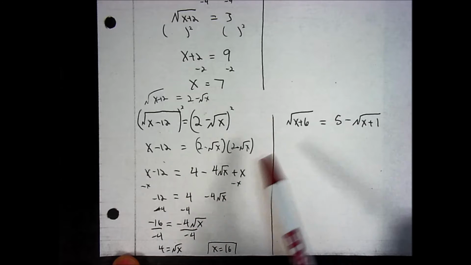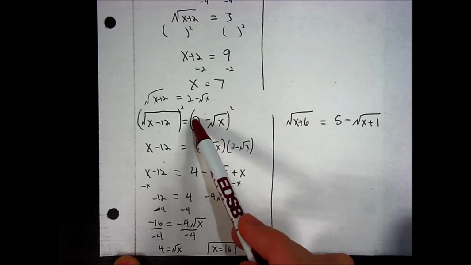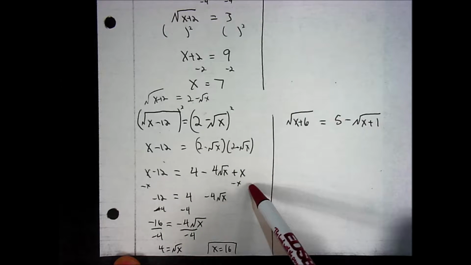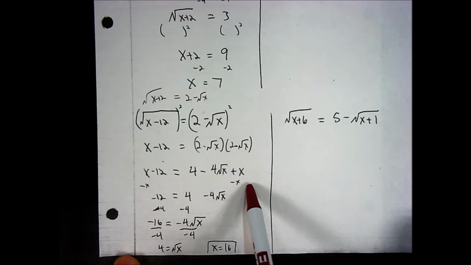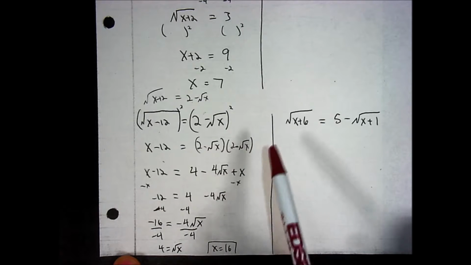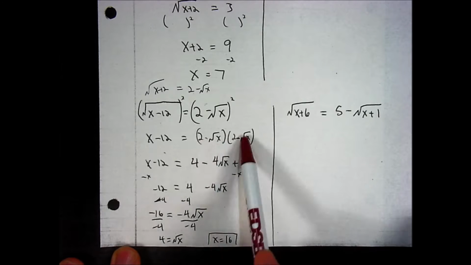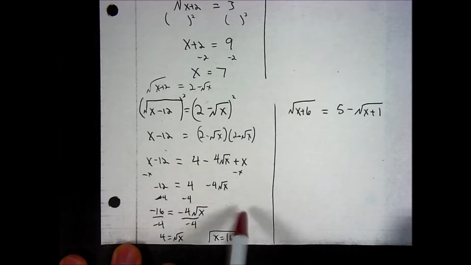A very common mistake here is that kids will square the 2, call it 4, square the square root of x, call it x, and think we're done. Okay, we miss out on the middle stuff from our foiling process. So I strongly suggest you write them out back to back and foil.